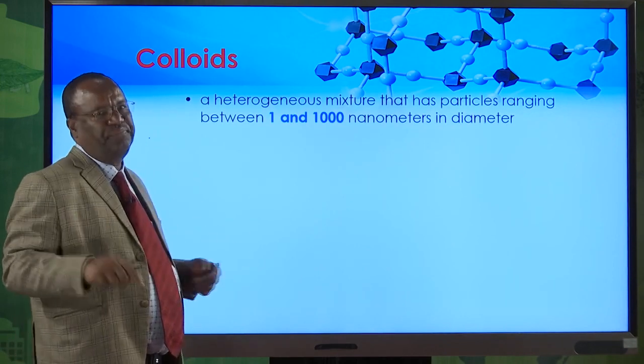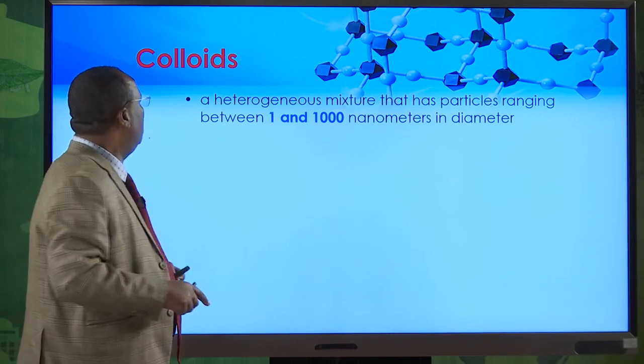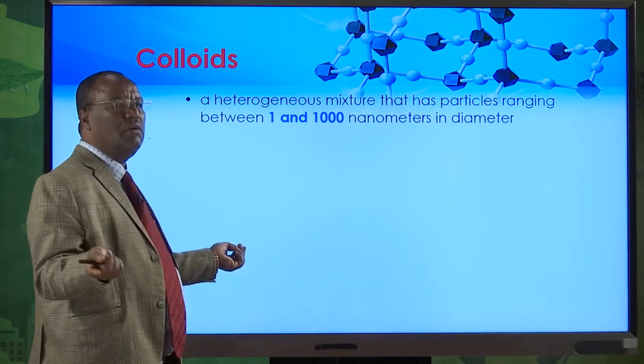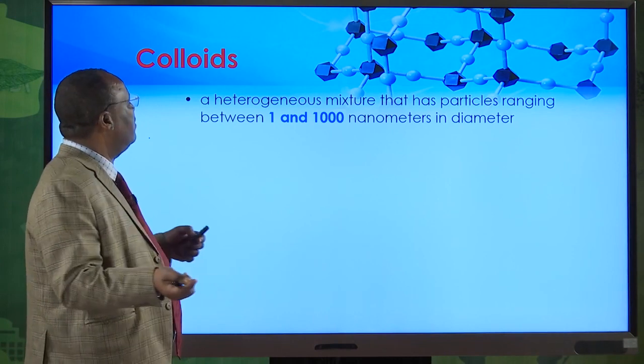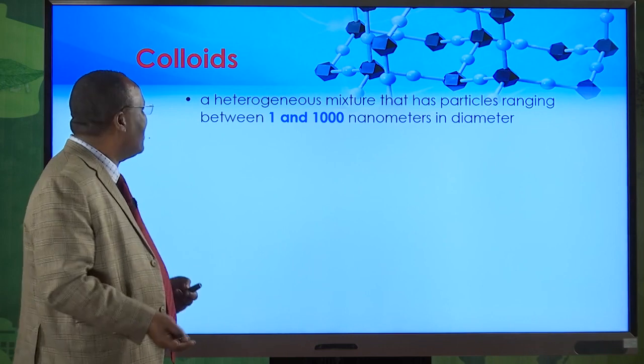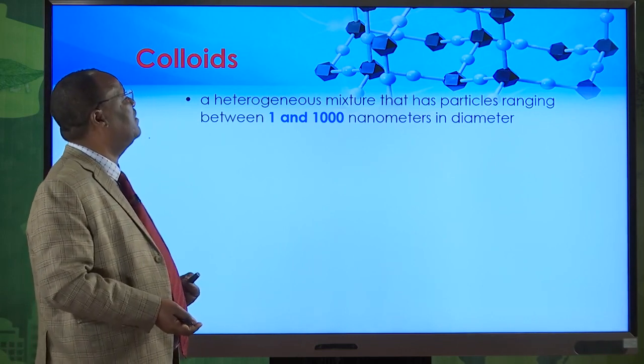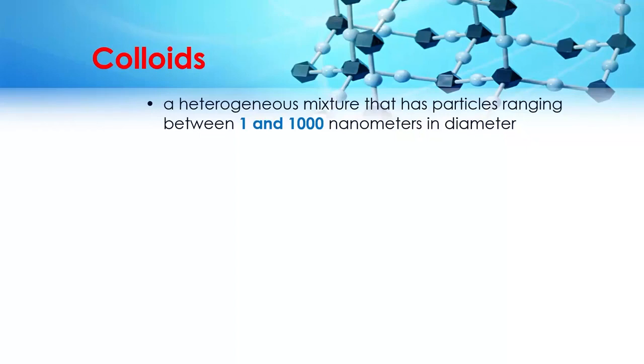What are colloids? Now we define what a solution is and the suspension. What are colloids? Colloids are a heterogeneous mixture that has particles ranging between 1 and 1,000 nanometer in diameter. The size of particles of colloids in the mixture is from 1 nanometer to 1,000 nanometer in diameter. It is heterogeneous.